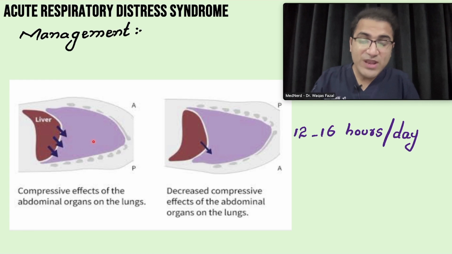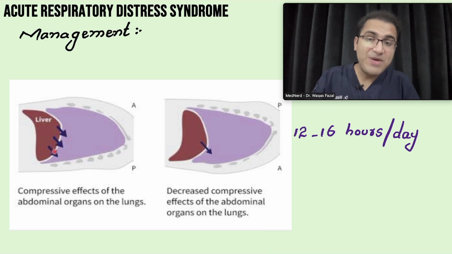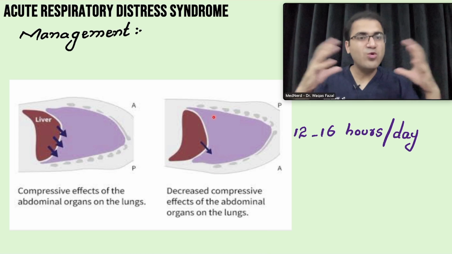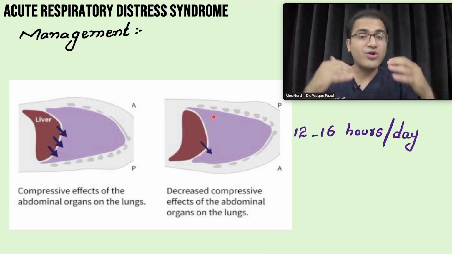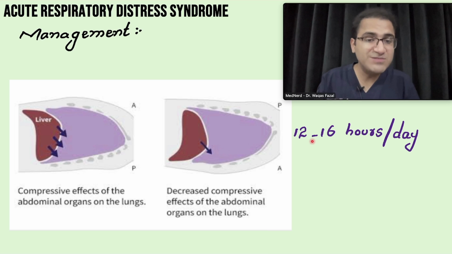Another cause is that whenever the patient is lying supine, the abdominal organs also compress the diaphragm, and they compress the back side of the lungs that contain the maximum of the alveoli. When the patient lies down prone, the pressure is on the anterior part of the lungs, and in the area where there are maximum alveoli, the pressure is low and the alveoli can easily open up. Therefore, there is decreased compressive effect of abdominal organs when the patient is lying in a prone position. You should keep the patient in prone position for 12 to 16 hours per day.